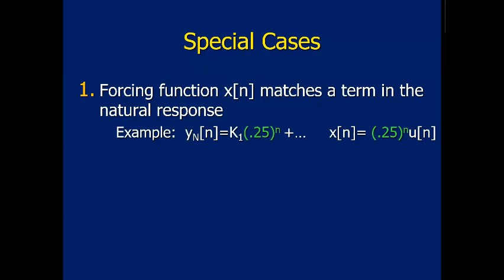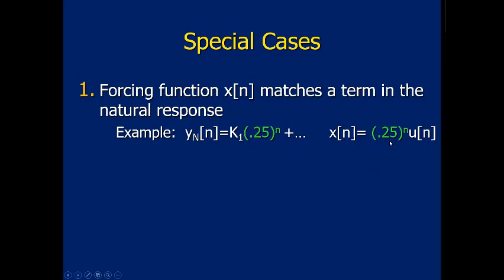Well, there's two instances where we're going to make changes to the process that we went through on Monday, where we have to tweak the process a little bit. And the first of those is if our input signal, x sub n, happens to have the same functional form as one of the terms that's existing in the natural response of the system. And again, those terms came from the roots of the characteristic equation.